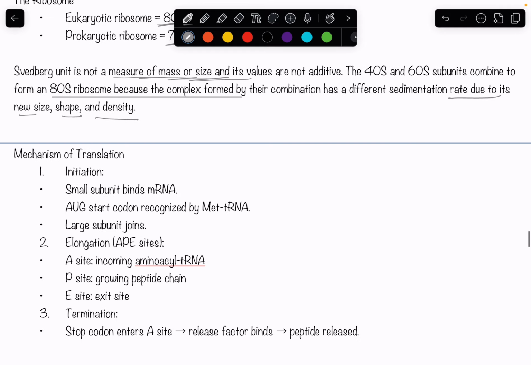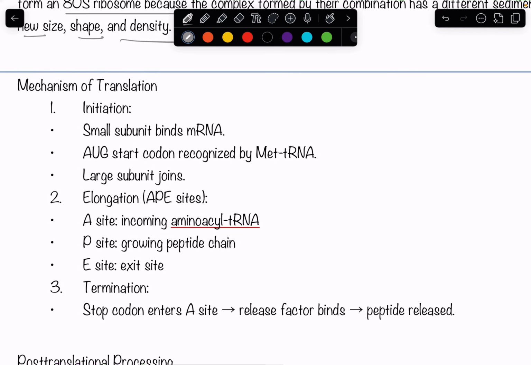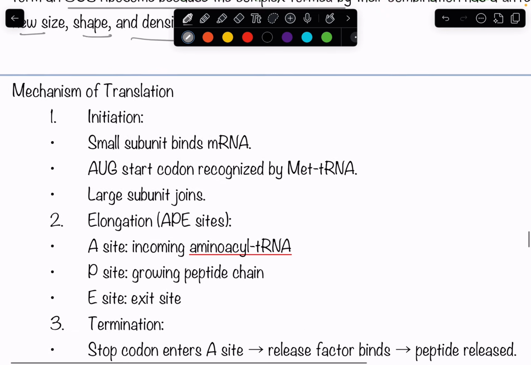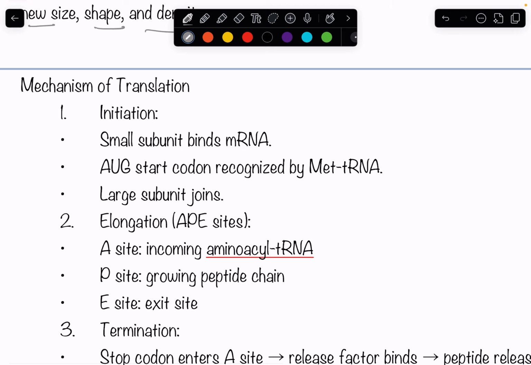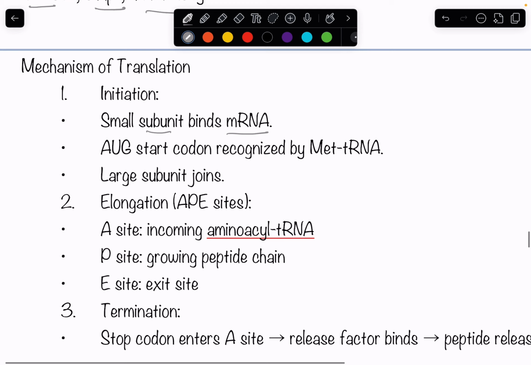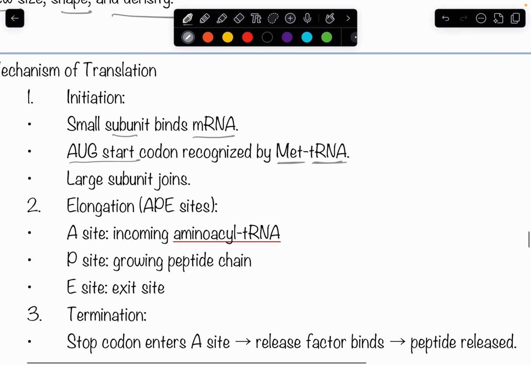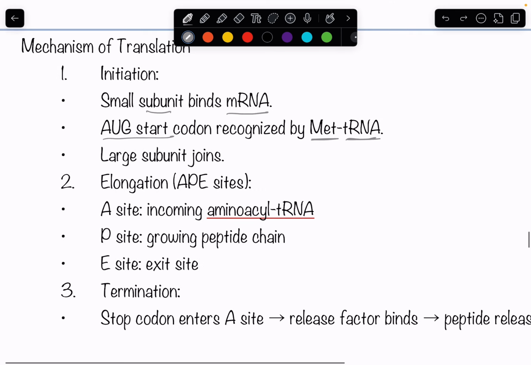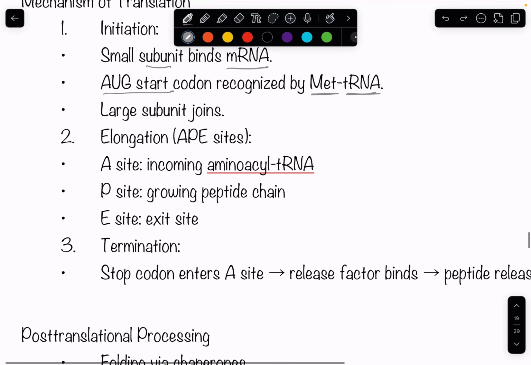So, that's great. Okay, let's go over the mechanism of translation. So first, let's go over initiation. So the small subunit binds to mRNA. Okay, your AUG is your start codon, and this is recognized by Met tRNA. Okay, and then you should know tRNA is transfer RNA, and transfer RNA picks up different amino acids, and the large subunit joins.